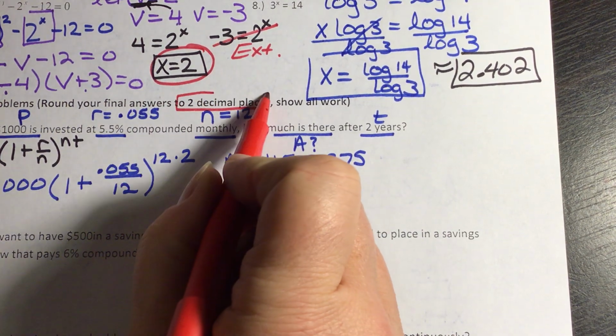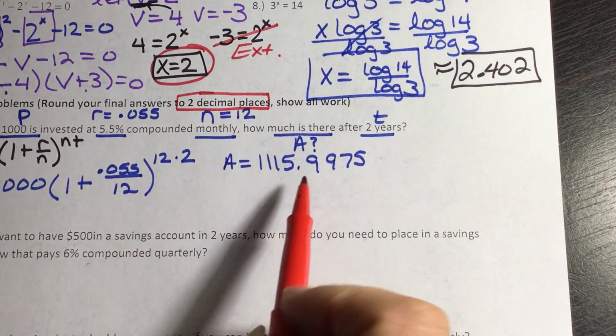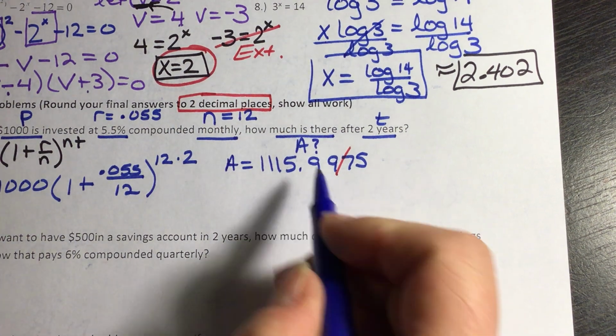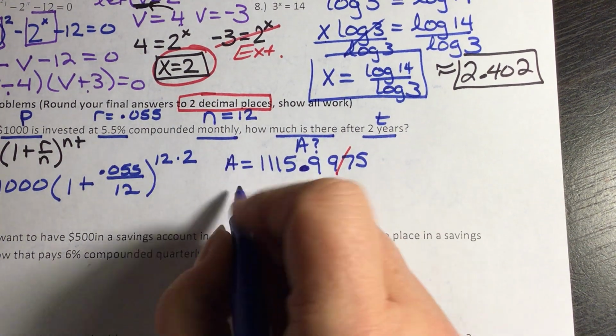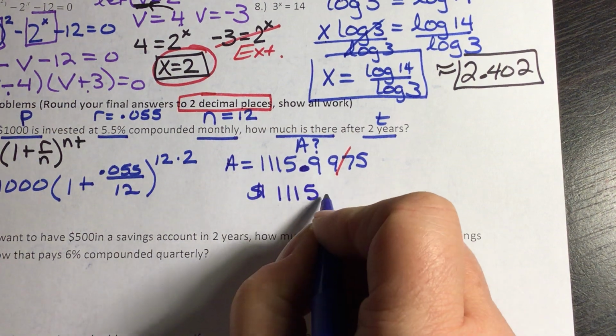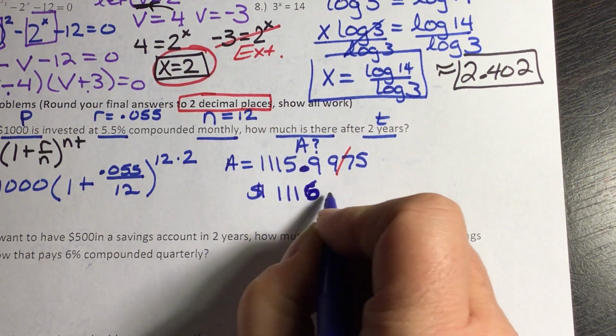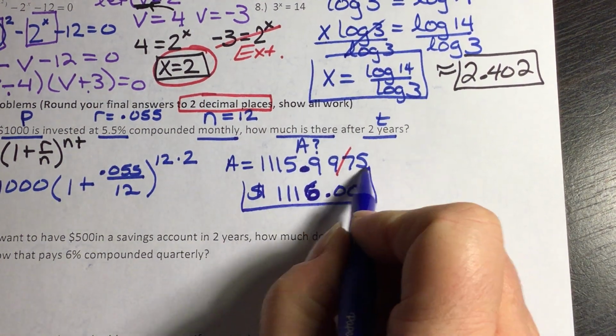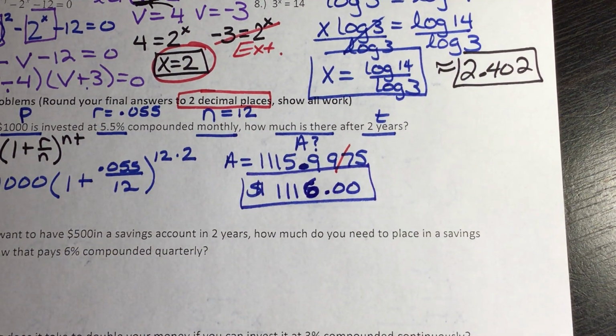Now here we do that because it's money, and we only have money that's represented by 2 numbers after the decimal, that's pennies. So my answer is $1,116.00.